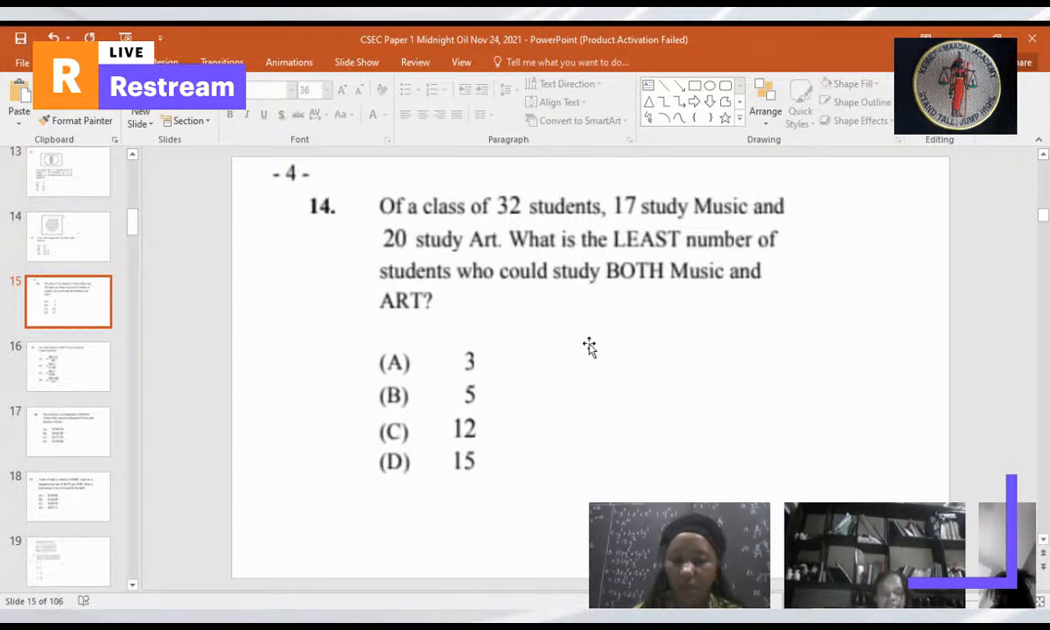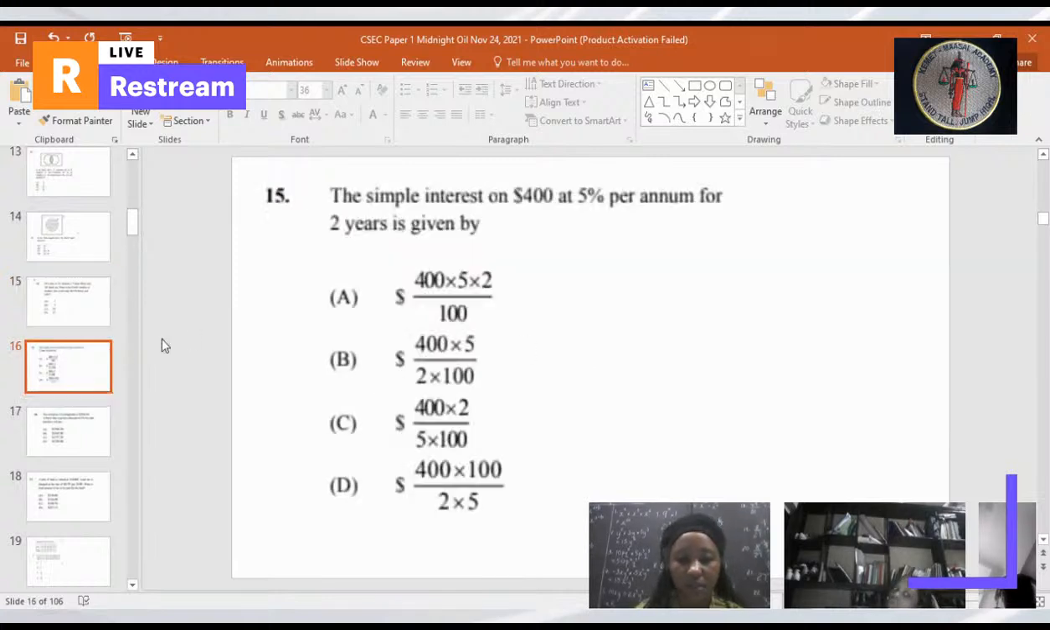All right, tell us how you got 5. 17 study music and 20 study art, and in the universal set it would be 32 students. So I added 20 and 17 and subtracted 32 from the sum. Okay, that's correct.